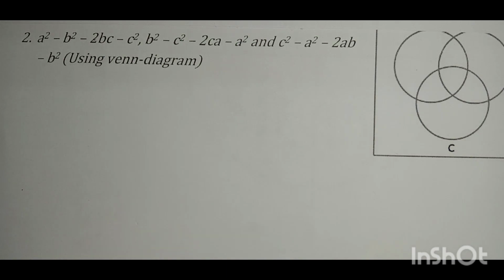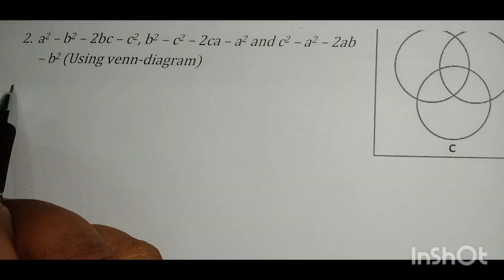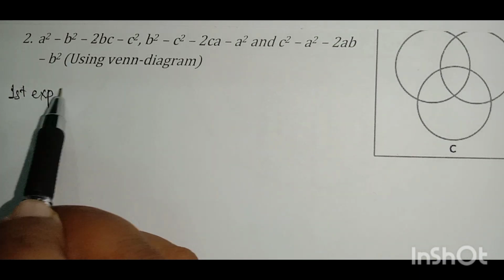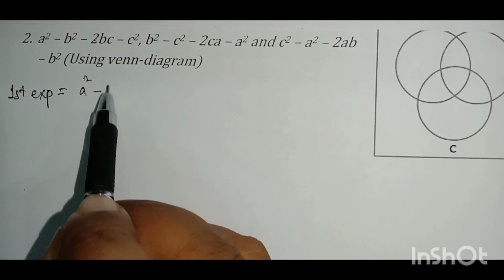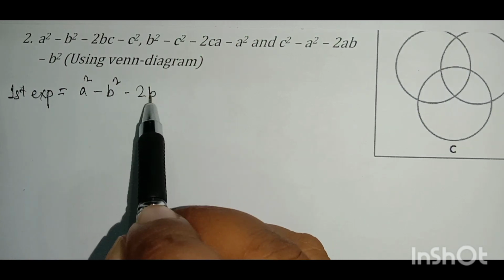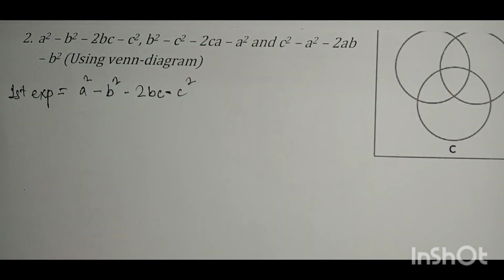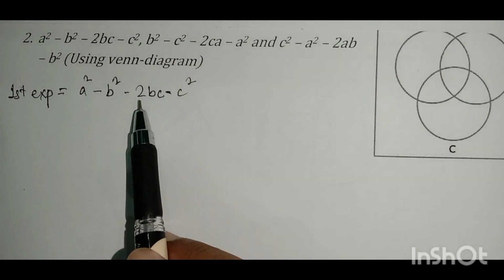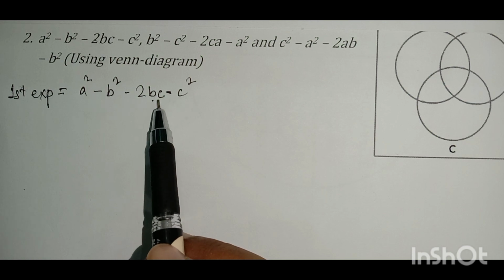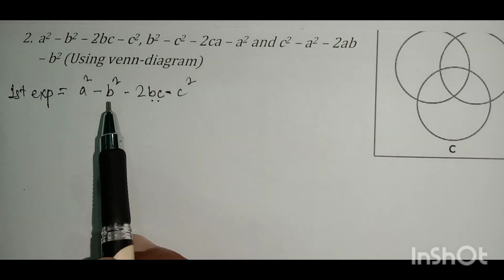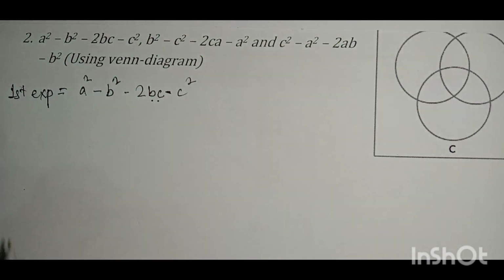Our second question is to find the HCF but using the Venn diagram. Okay, so let's see how we can do that. Our first expression is a square minus b square minus 2bc minus c square. So if you get this kind of expression, check which variables are with the number 2. So see, with the number 2 we have b and c. That means we can combine the variables b and c together.